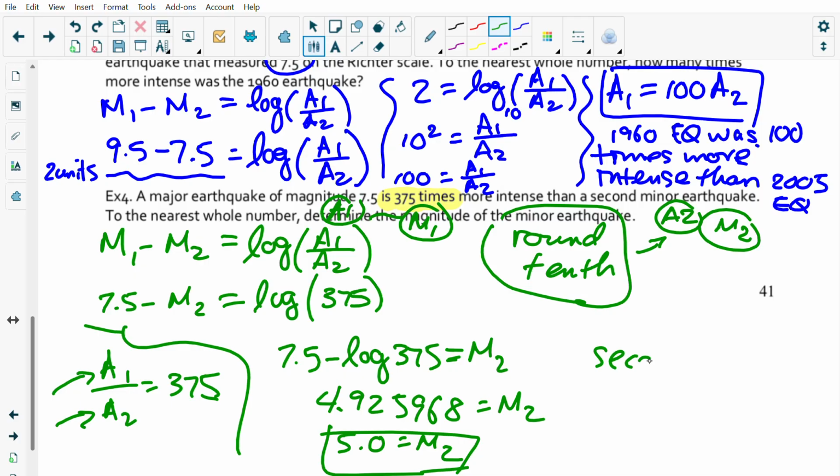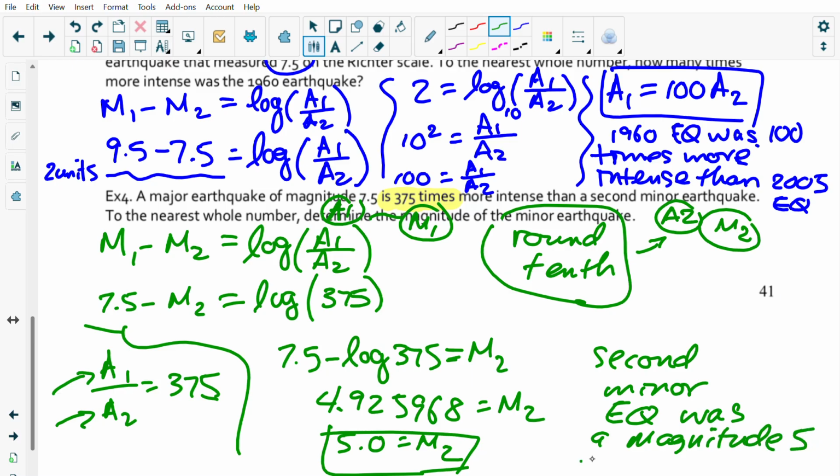So the second minor earthquake was magnitude 5 on the Charles Richter scale. Okay? All right.